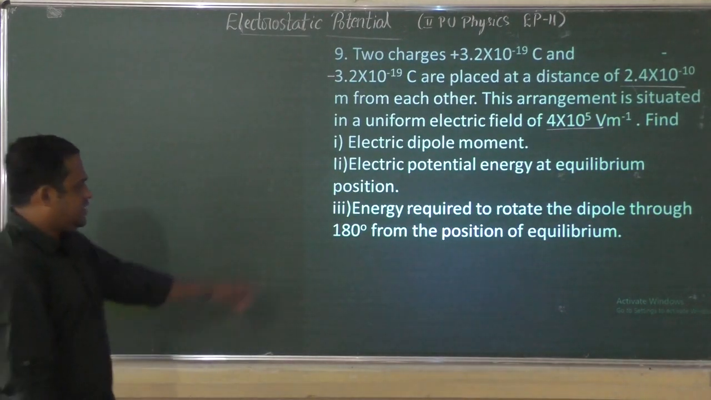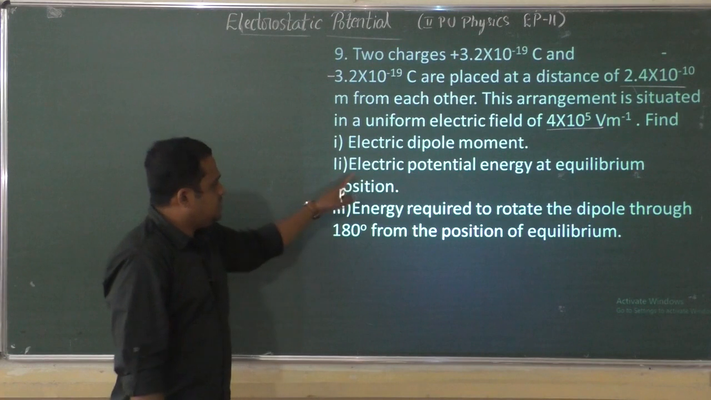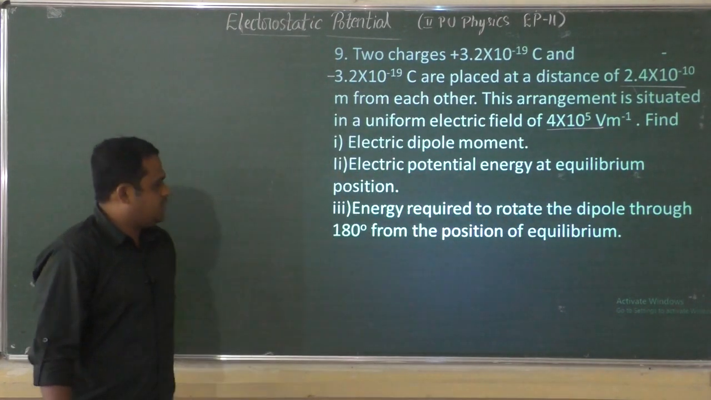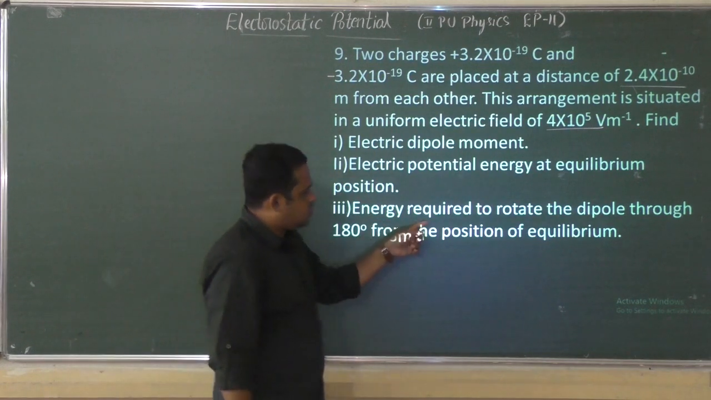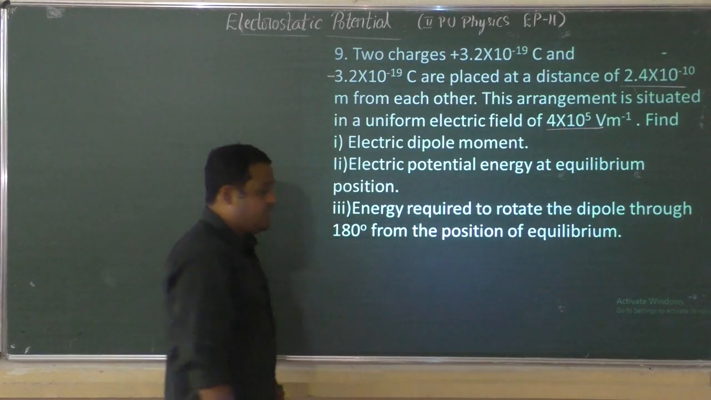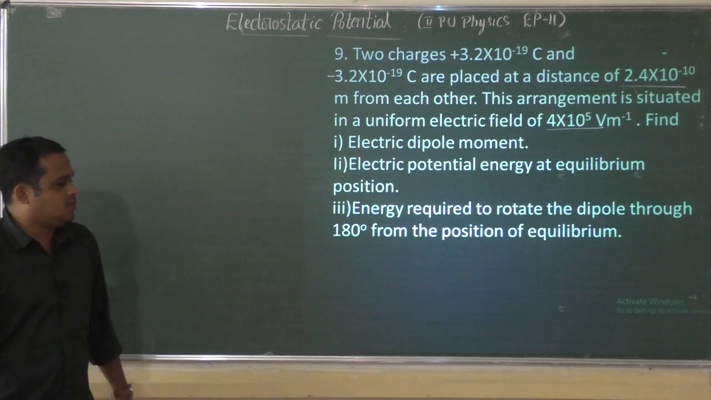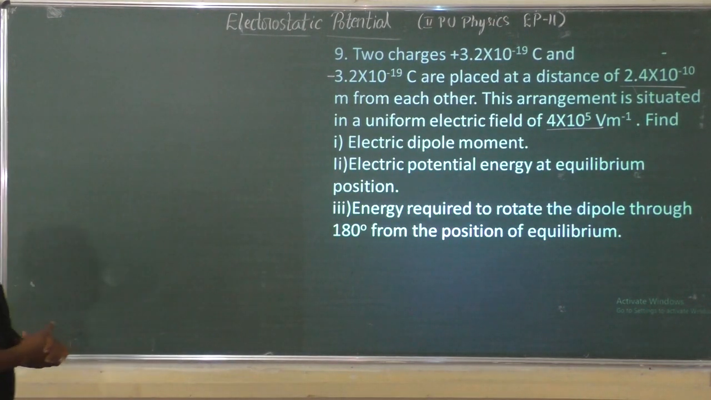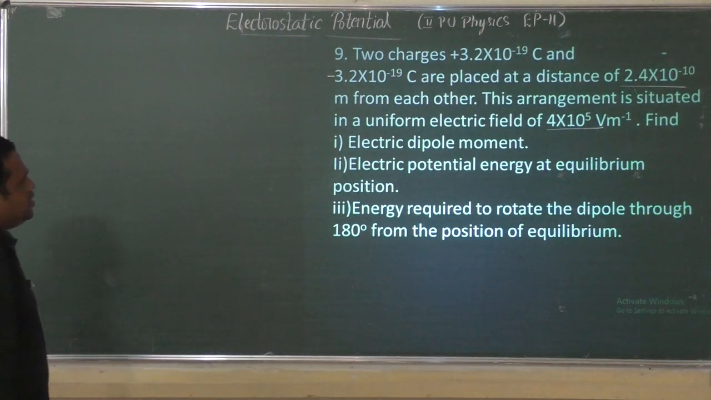Find the electric dipole moment, then the electric potential energy at the equilibrium position, and finally the energy required to rotate the dipole through 180 degree from the equilibrium position. Okay, so let us solve this problem.